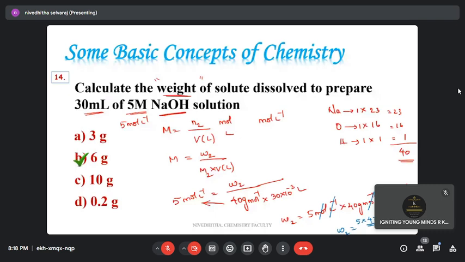Okay. Next question is: what is the weight of sodium chloride required to prepare... What does this 5m represent? Molality, ma'am. Yes, it is molality, because here the m is small m. So we have to read it as: calculate the weight of sodium chloride required to prepare 5 molal solution by dissolving in 50 gram of water.